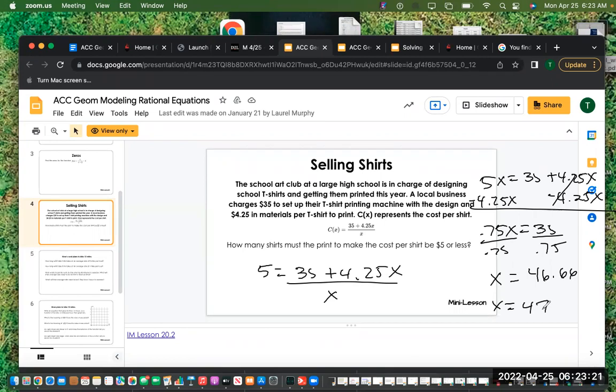Basically what this is saying is, if you go on Amazon and you buy something in bulk, it's a little bit cheaper. That's all this is saying. The price goes down per shirt if you buy in bulk.